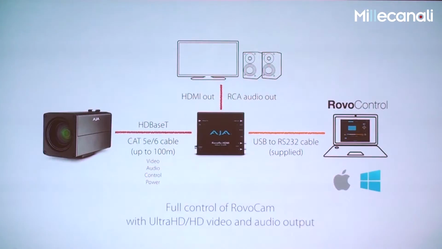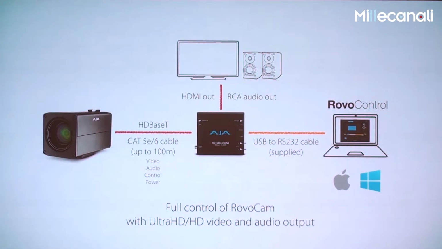So basic layout, the software is Mac and Windows compatible. And there's a companion mini converter for the RovoCam called the Rovo RX HDMI. And when you have that installed, you get video out of the camera to local devices. HDBaseT allows you to carry uncompressed Ultra HD video, and audio, power, and control over one Category Ethernet cable up to 100 meters. So really easy technology for people to integrate.